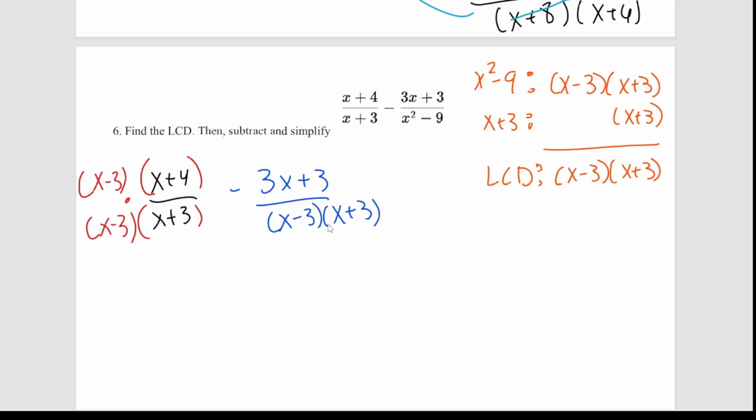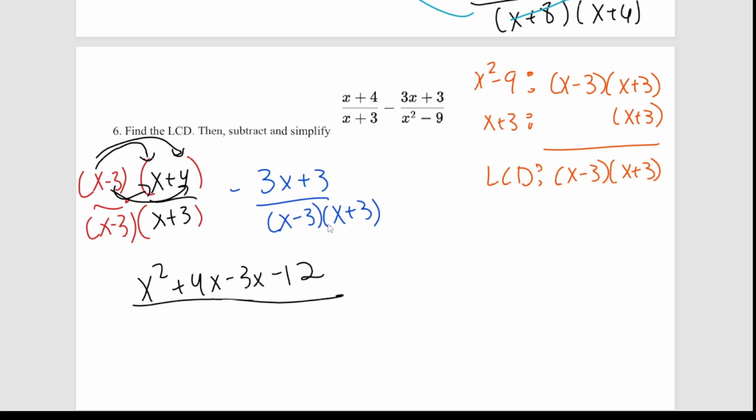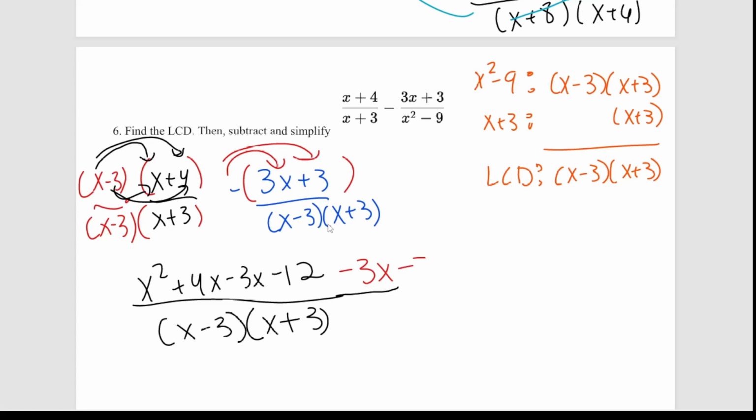And I'll notice from my previous ones that it was actually helpful to unfactor any sort of numerator, so to completely distribute. So in this case, I'm going to distribute the x times x to give us x squared, x times 4 to get us plus 4x, negative 3 times x to give us negative 3x, and negative 3 times 4 to get us minus 12, all over x minus 3, x plus 3. And then we're going to make sure that we're subtracting the entirety of the second numerator. So minus 3x and minus 3 when I distribute that entirely.